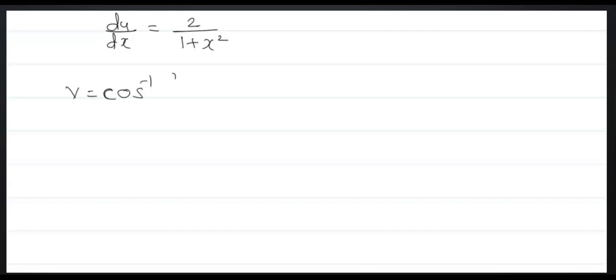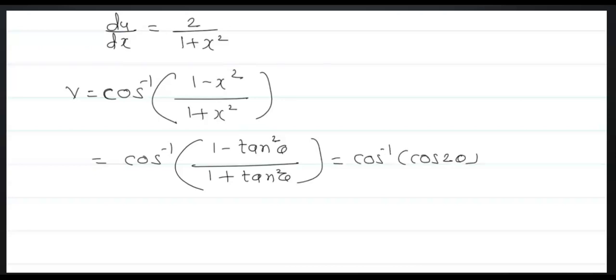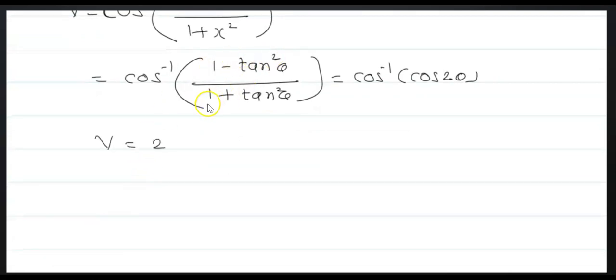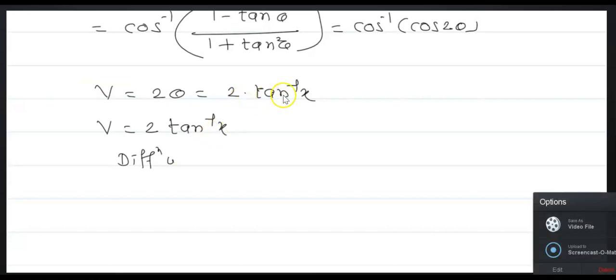Next is v is equals to cos inverse of 1 minus x square upon 1 plus x square. That is the cos inverse of 1 minus tan square theta upon 1 plus tan square theta. That is the cos inverse of cos of 2 times theta. This is the formula, 1 minus tan square theta upon 1 plus tan square theta. If we simplify, you will get cos of 2 times theta. Therefore, v is equals to 2 theta. That is equals to 2 tan inverse of x.